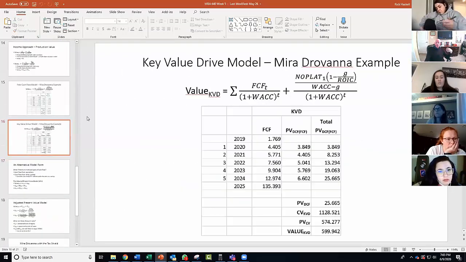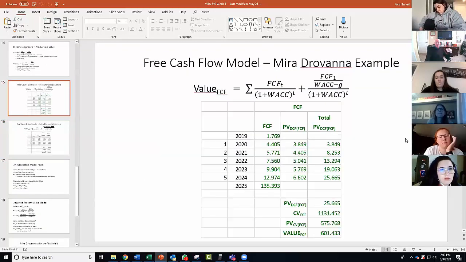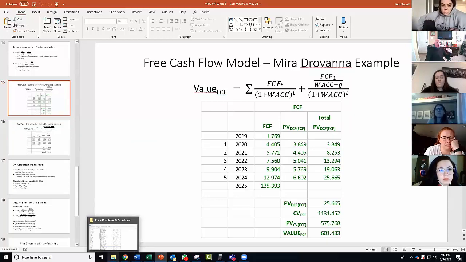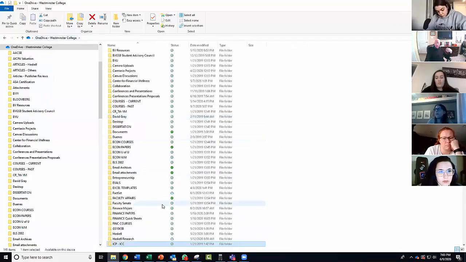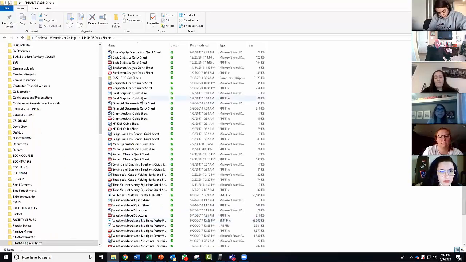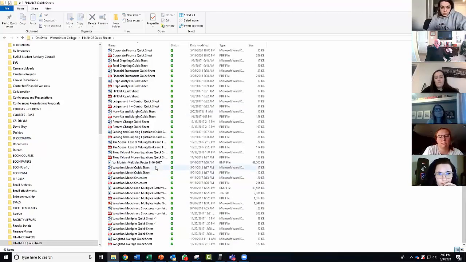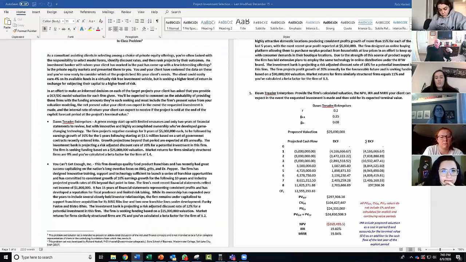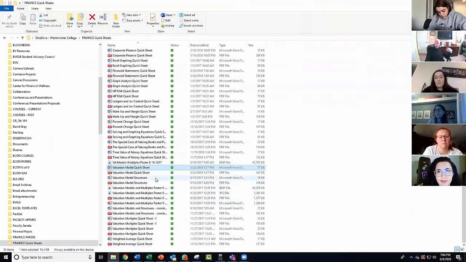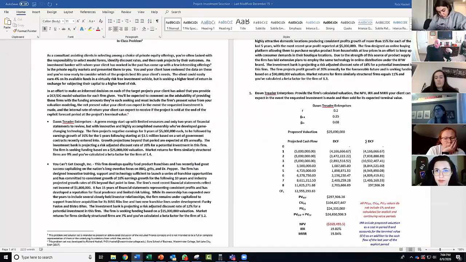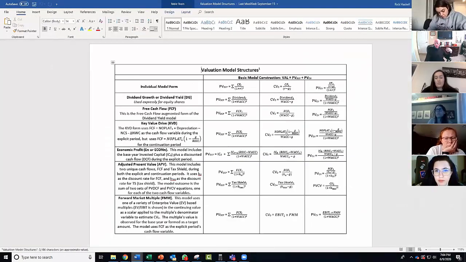Here is the free cash flow model. I'm going to bring up for you a couple of quick sheets that I have in Canvas for you. I meant to send them to you tonight, but they're already in Canvas for this week, so you should be able to grab them pretty easily. So, a couple of finance quick sheets. I'm going to first bring up the valuation model quick sheet, and then the valuation model structures quick sheet. I'll go to the valuation model quick sheet first.